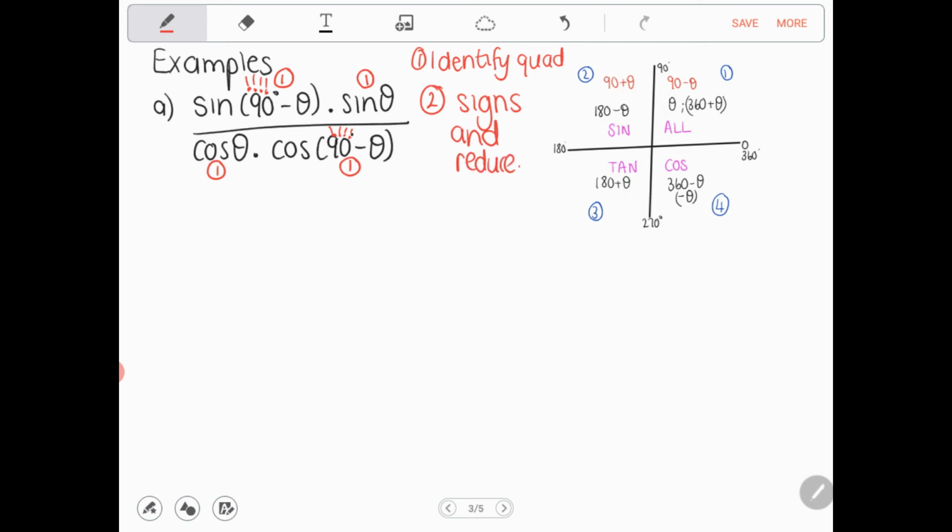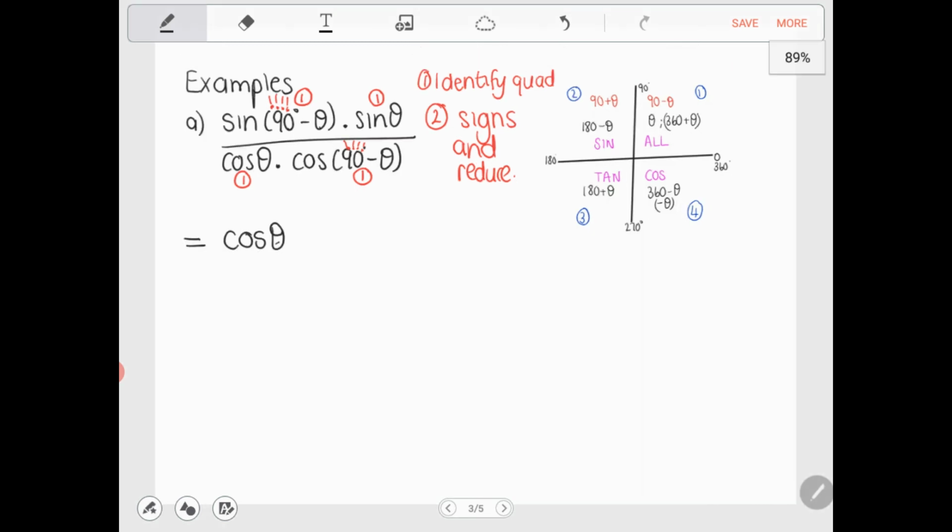Okay, so what's going to happen here is because this is a first quadrant angle, everything's going to be positive. Sine 90 minus theta, those exclamation marks remind me that sine has to change to cos of theta. So you change sine to cos because of the 90, and then you reduce it to the acute angle of theta.